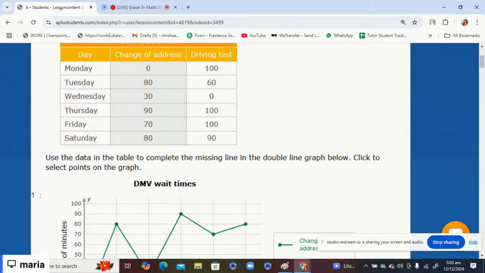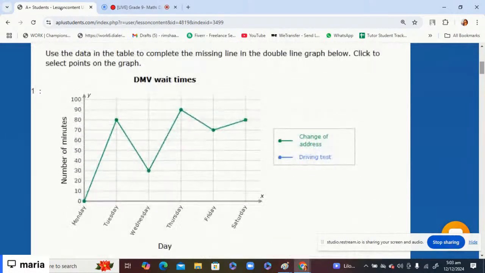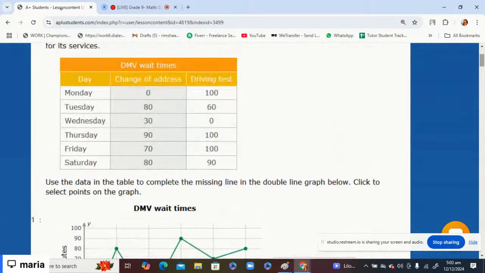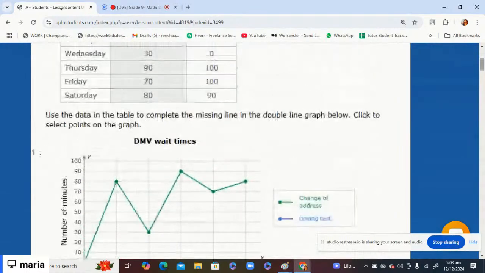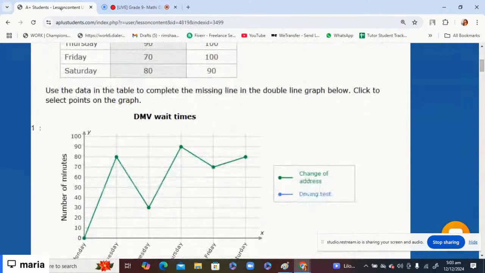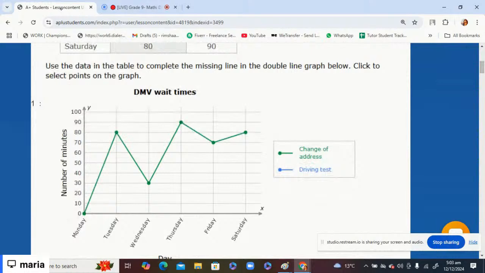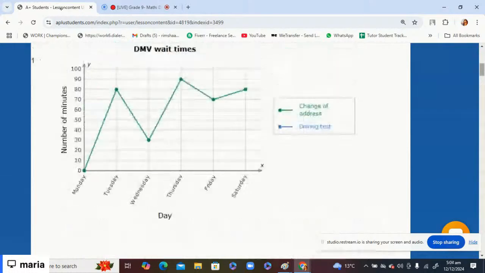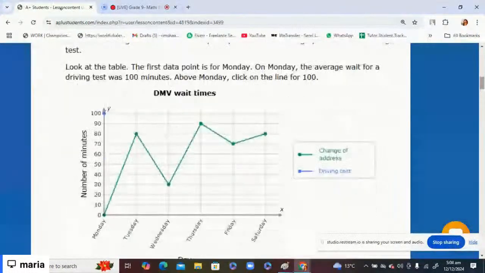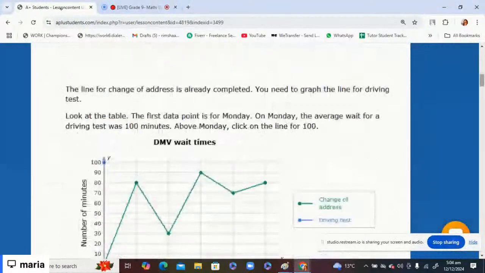Click to select the points on the graph. Look at here. On Monday, it's given 0. On Tuesday, it's given 80. Then on Wednesday, it's given 30. Thursday, it's given 90. On Friday, it's given 70. And on Saturday, it's given 80. These are the number of minutes on the y-axis, and on the x-axis you are going to put the number of days.